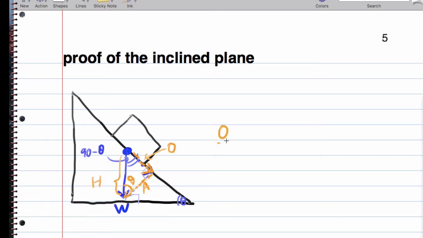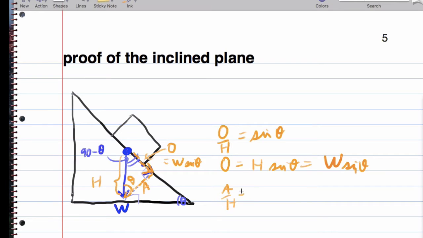So notice, opposite over hypotenuse is the sine of theta by SOHCAHTOA. So the opposite is h times the sine of theta, but h is just the weight. So that's how this arrow here is W sine theta. Similarly, adjacent over hypotenuse is cosine of theta. So that gives us A is h cos theta, but h, the hypotenuse, is just the weight. So that makes this component here equal to W cosine theta.